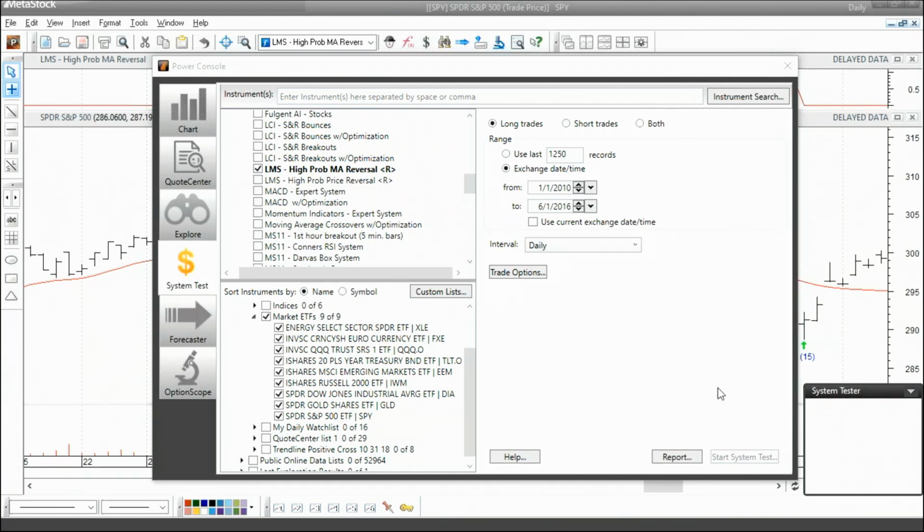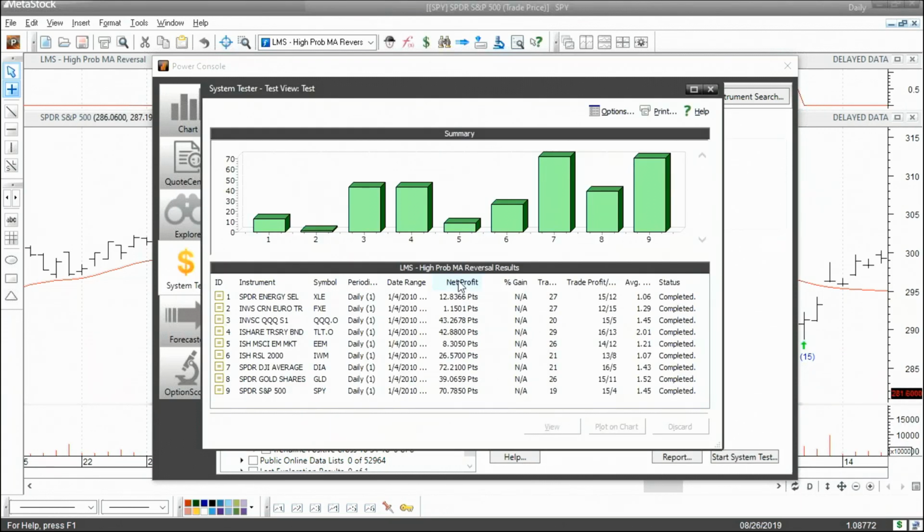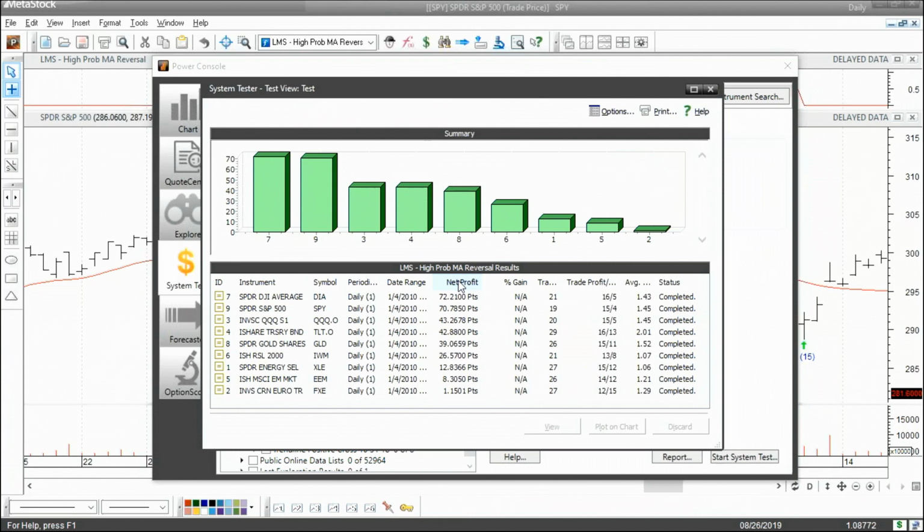All right. Now, when it's finished, we'll click on our view results. All right. So this is what they basically showed in that article. And that is the results over this time period, this 6-year time period ending back in 2016. And as you can see here, the top performing security out of that basket over that time period was the diamonds. And so let's go ahead and open it up.